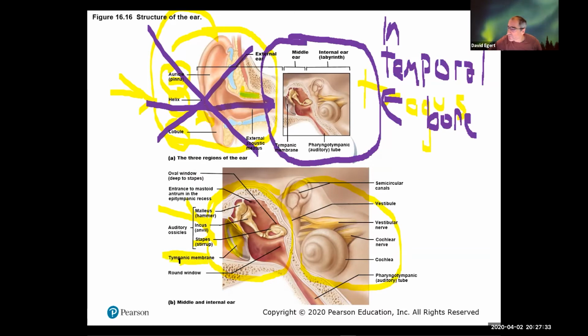So tympanic membrane, also called the eardrum, that's the thing that vibrates when the sound hits your ear. The place where you actually convert the sound vibrations into electrical signals, that's going to happen in the inner ear.